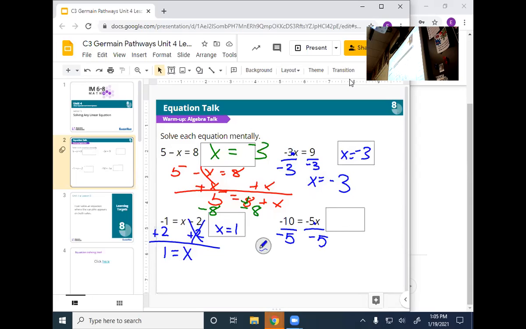-10 divided by -5. 10 divided by 5, Jonah. 10 divided by 5 is 5. Nope. No. 2. Okay. And what kind of sign is that 2 going to have? Because it's a negative divided by a negative. Negative divided by a negative is a positive. Very good. So X is equal to 2.